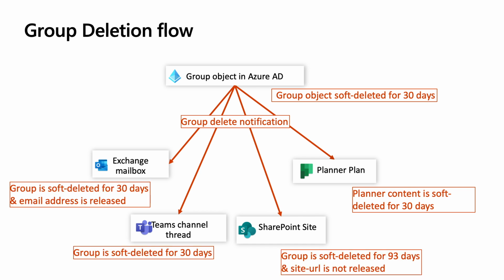So here let's take a look at a few differences. For example, first in Teams, the group is soft deleted for 30 days, no other change. On the Outlook side, the group gets deleted for 30 days, but the email address actually gets released. This is because if someone else needs this email address, they can immediately use it. On the SharePoint side, this is slightly different. We actually have a longer time window for soft deletion, which is actually 93 days. If you look at it, it's a little more than 3 months. And the site URL is also not deleted. The site URL is maintained. We do recognize that there is a lack of coherence here across the apps, and we are working towards fixing that.